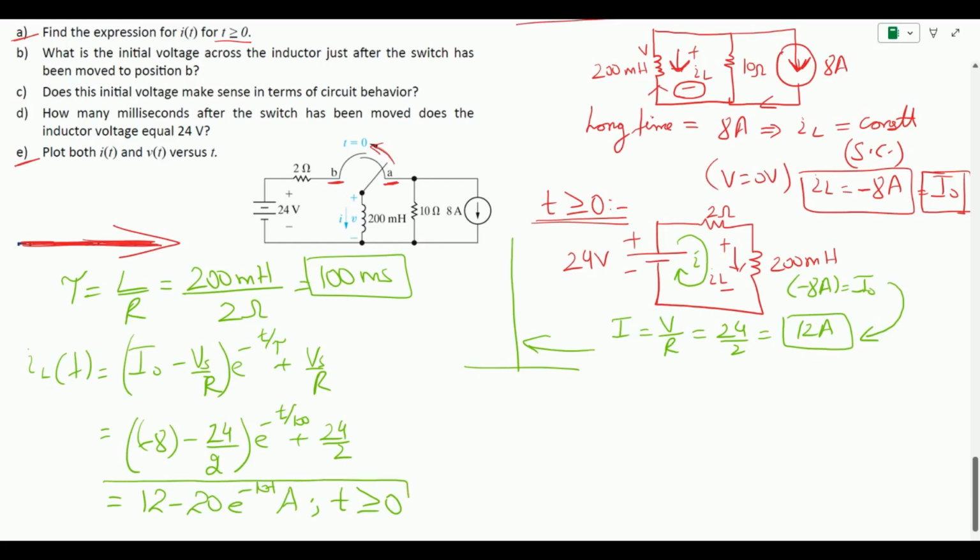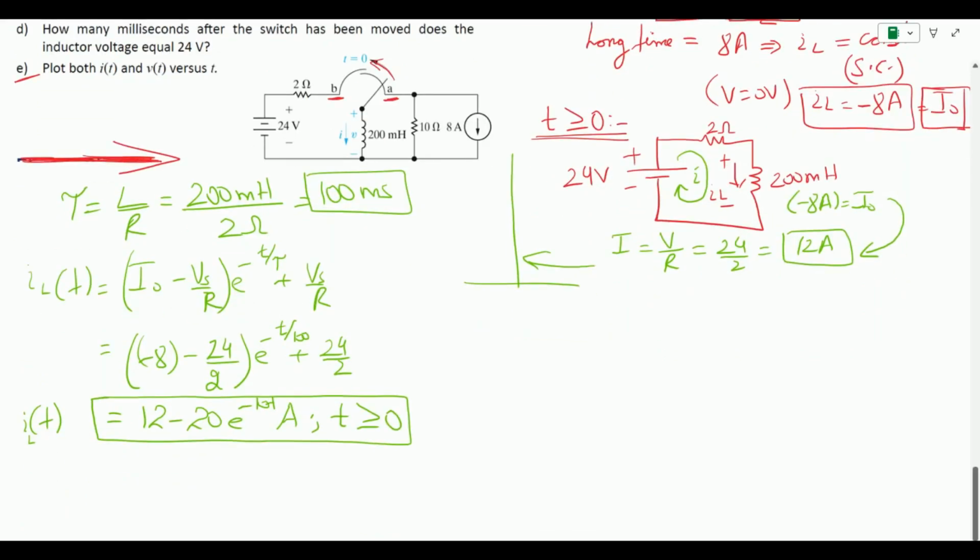Remember, you have to put in the conditions so that we know in which portion of the circuit we are operating. So t should be greater than or equal to 0. This is how we got the expression for the current, so the first part is now solved. Now let us come to the second portion.